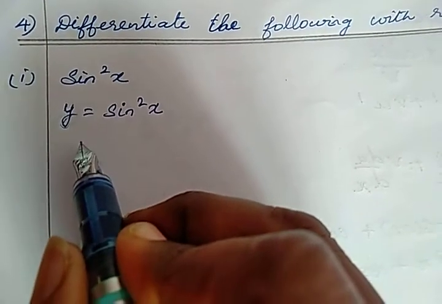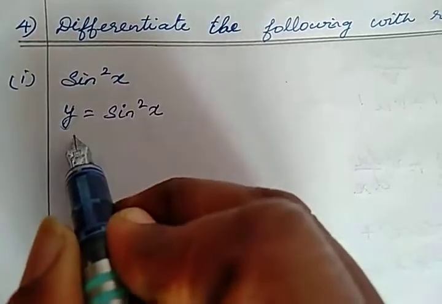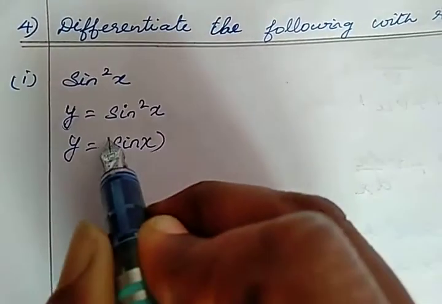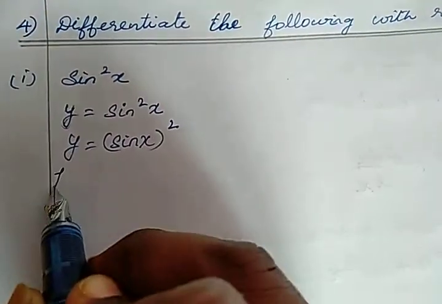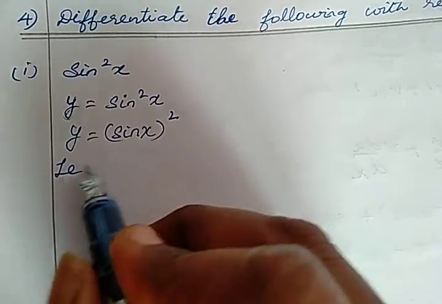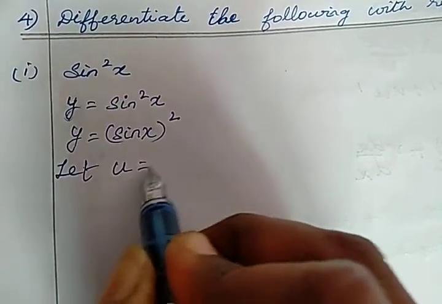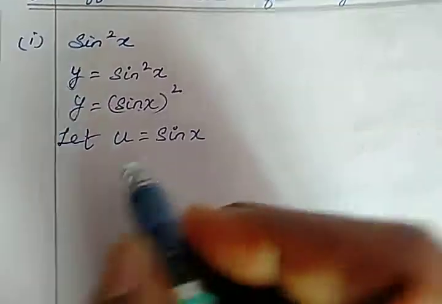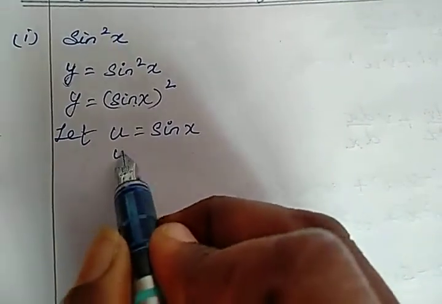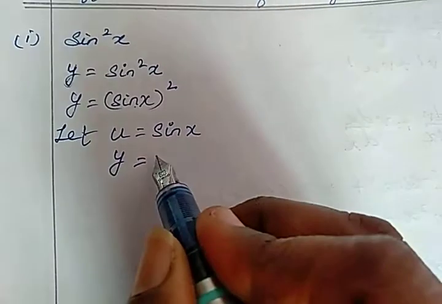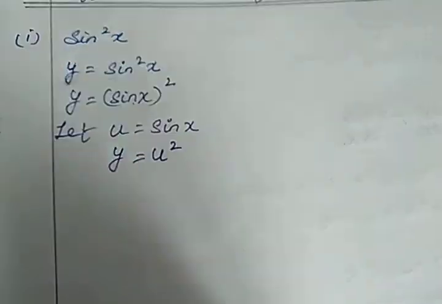Now this square I will take outside. So y becomes sin x the whole square. Now I am going to substitute u for this sin x. Let u is equal to sin x. That is, instead of sin x, I can use u. Clear? So now what will be y? Y is equal to, instead of sin x, if I use u, y is equal to u square.